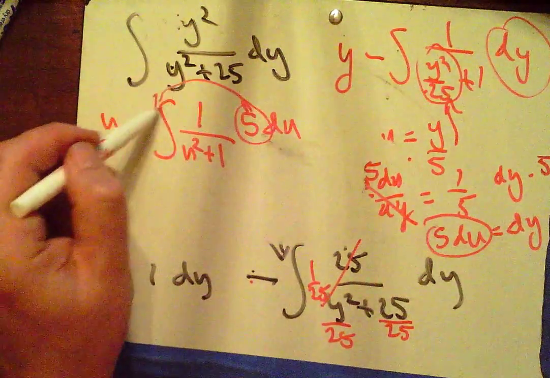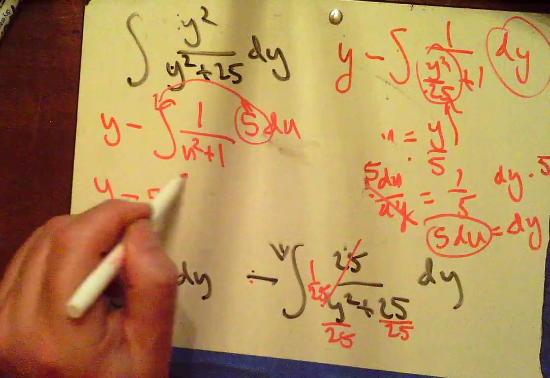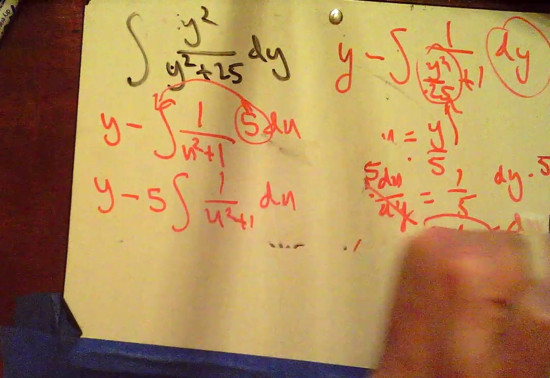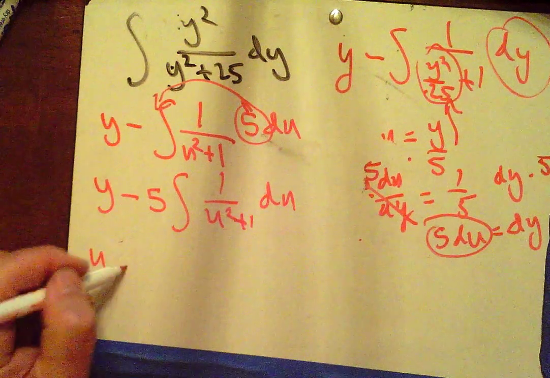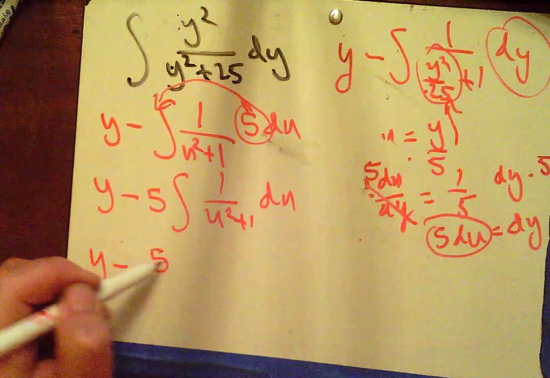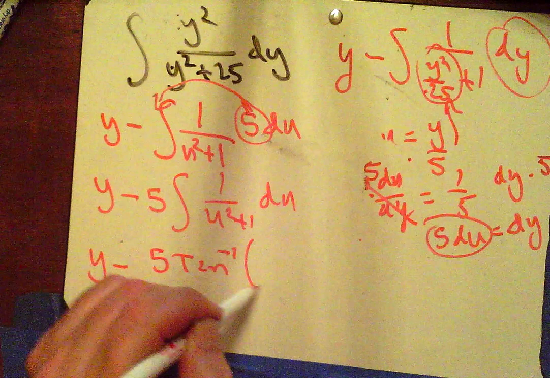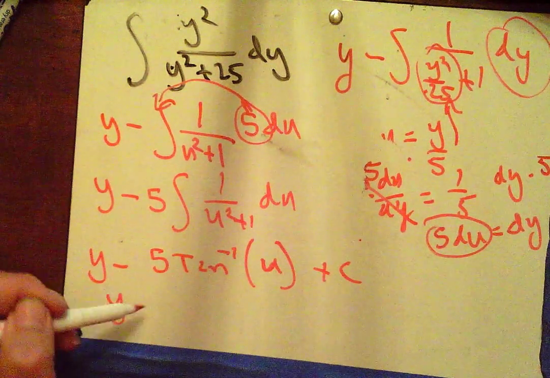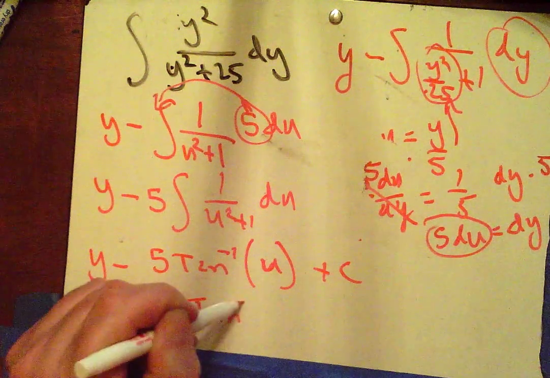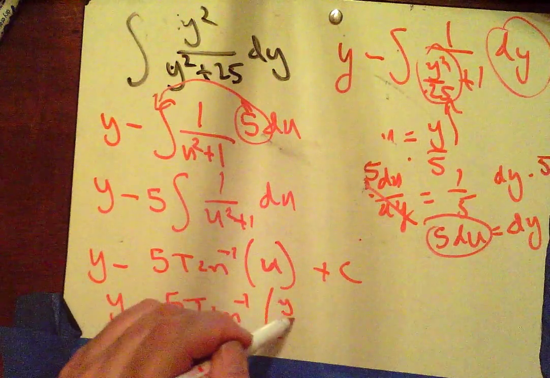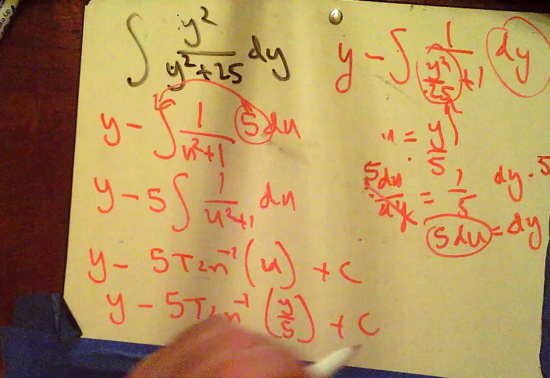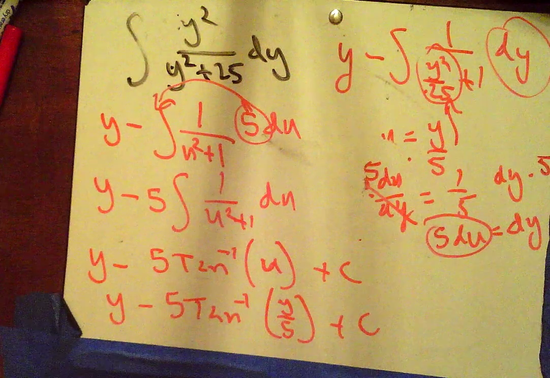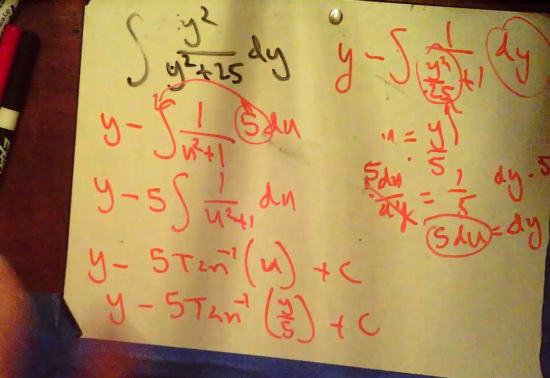I'm going to pull the constant out. y minus 5 integral 1 over u squared plus 1 du. And that's going to bring me 5 tangent inverse of u plus c, or y minus 5 tangent inverse of y over 5 plus c. There you go. Long division. Kind of exciting, huh? And filled with terror.